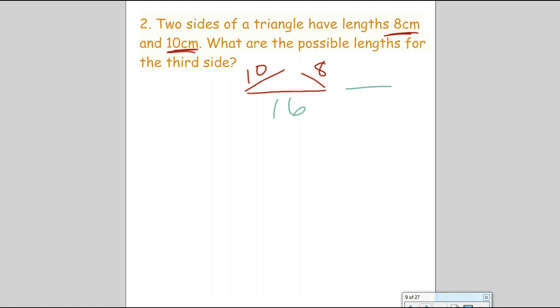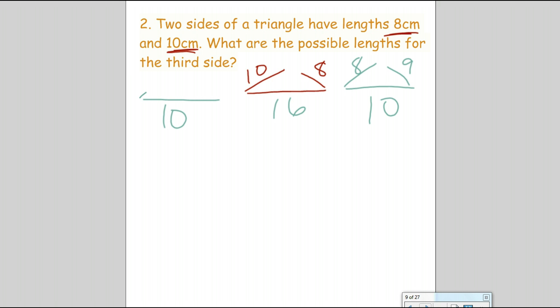Okay, so now 10 is the largest one. Would 8 be able to reach to 9? Yes. 17 is way bigger than 10. Totally. 9 would work. 16 would work. Would 3 work? Let's see. Yeah. 8, 10, and 3.